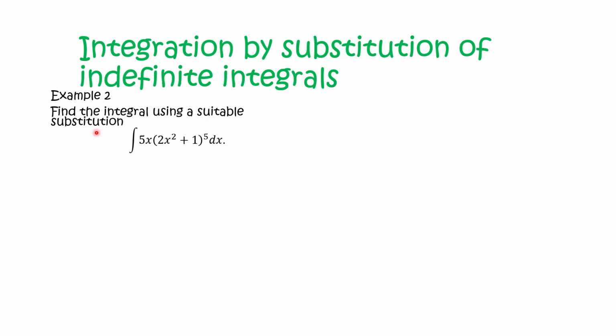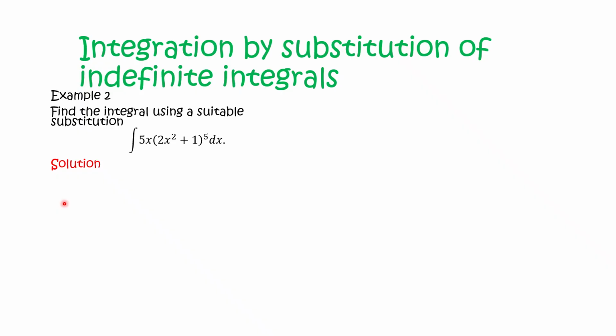Find the integral using a suitable substitution for the integral of 5x times (2x squared plus 1) all raised to the power 5 dx. This time around, we were not given the substitution, so we have to identify the substitution. So in the solution, we can observe that the 2x squared plus 1 can be a potential substitution. Why? Because once we differentiate that, we can get something that can cancel out with the x.